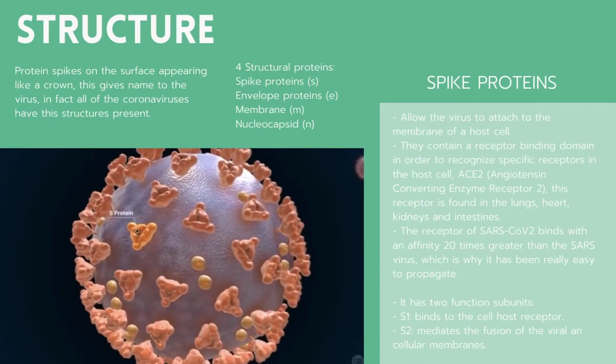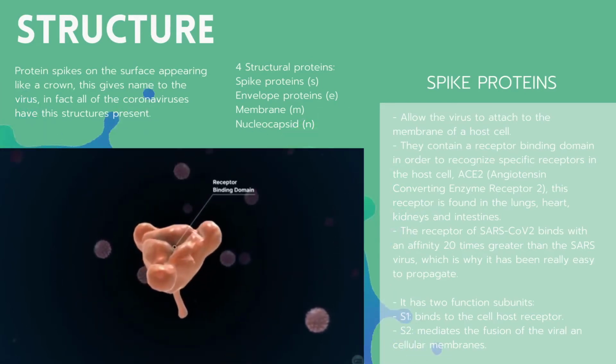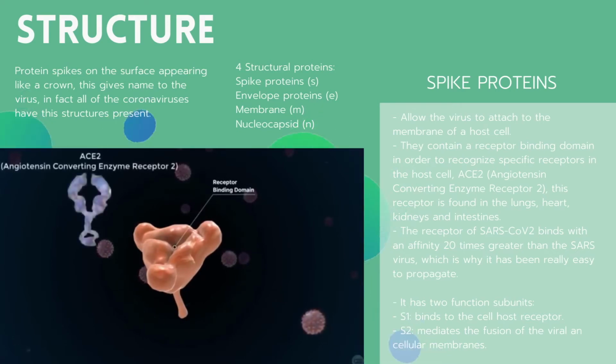They contain a receptor binding domain in order to recognize specific receptors in the host cell, which are the ACE2, angiotensin converting enzyme receptor 2, found in the lungs, heart, kidneys, and intestines. The receptor of SARS-CoV-2 binds with an affinity 20 times greater than the SARS virus, which is why it has been really easy to propagate.